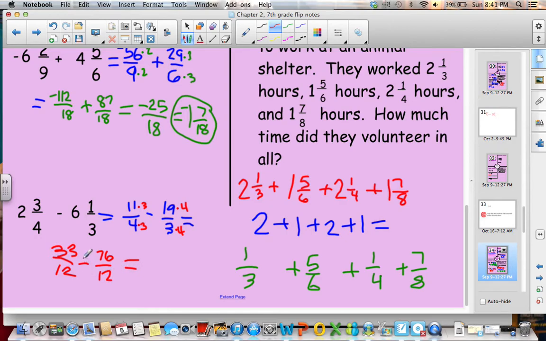I'm going to change this to a plus negative. 33 plus negative 76. Well, if we think back, when we have different signs for adding, we subtract. So 76 minus 33 is 43, and then I keep the sign of the bigger number, so negative 43 over 12. Okay, then we can simplify.